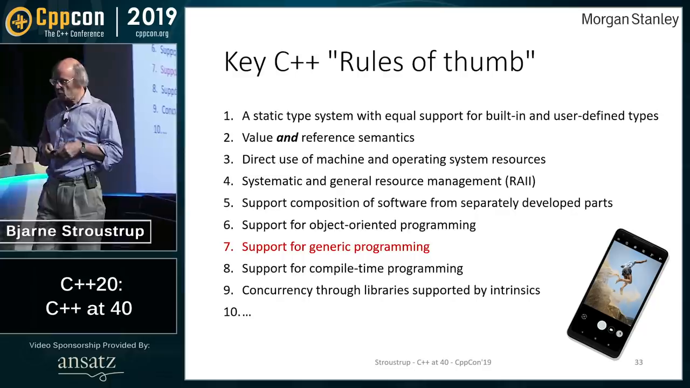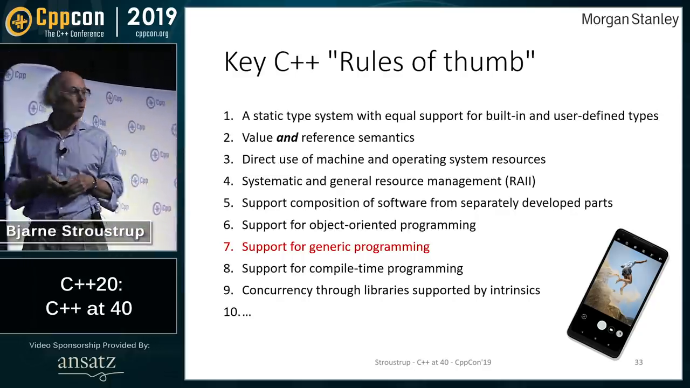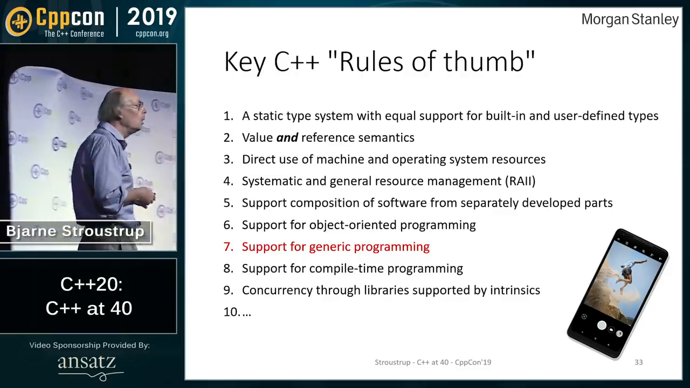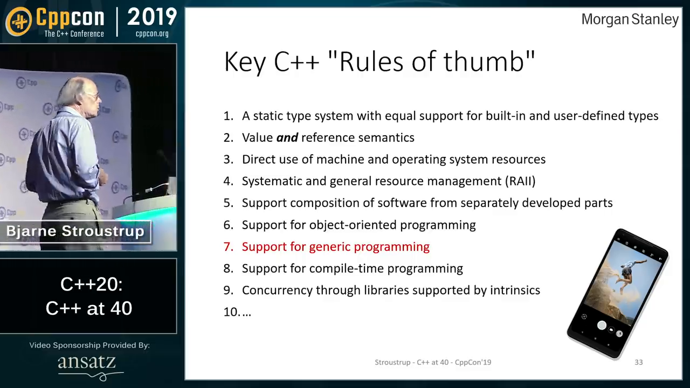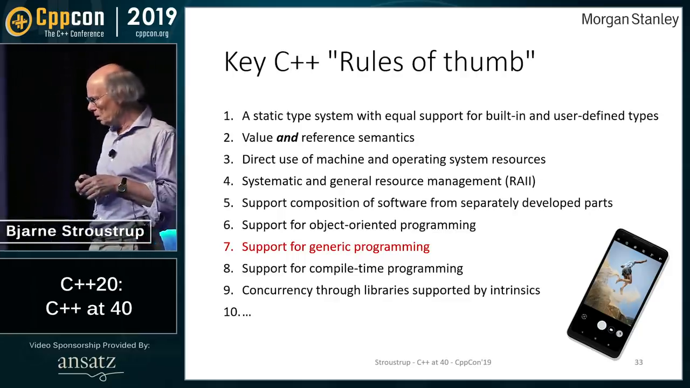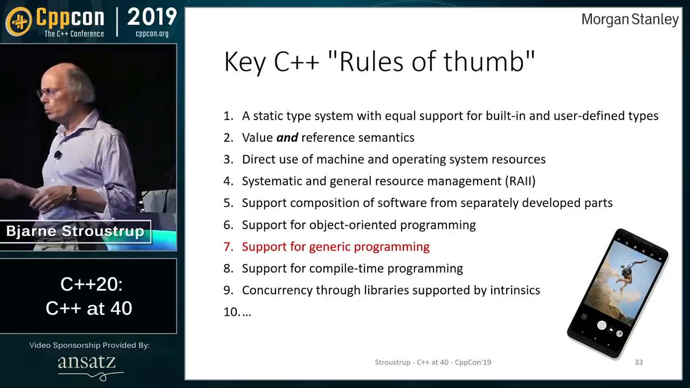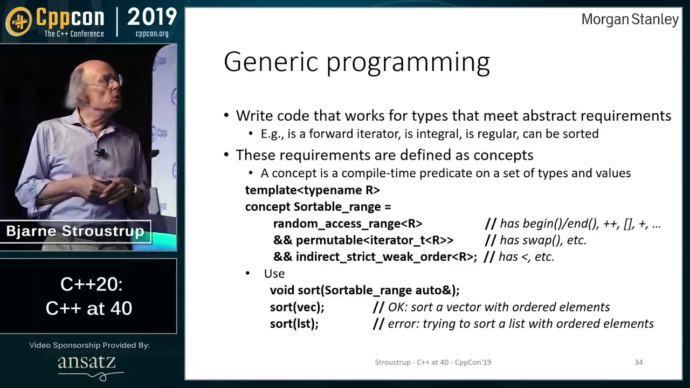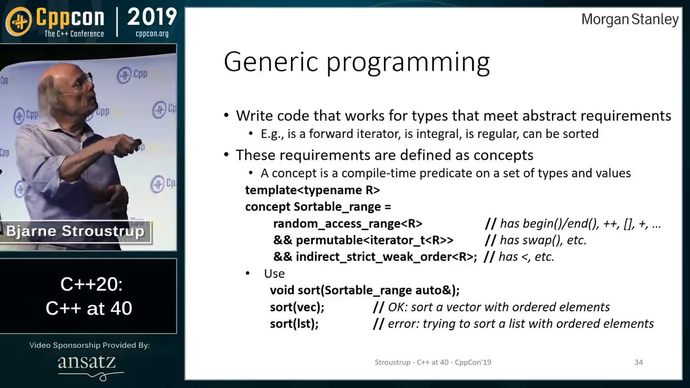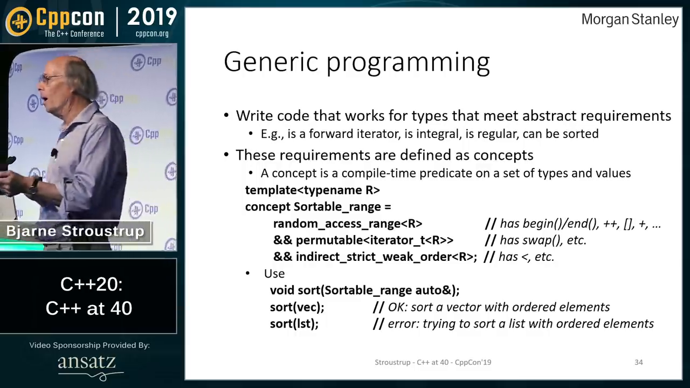So let's see. Generic programming is something that I've worked on and off. The first paper on C with classes, the ancestor of C++, which was written in '81, says we need generic programming, and I thought I could do it with macros. Boy, was I wrong.